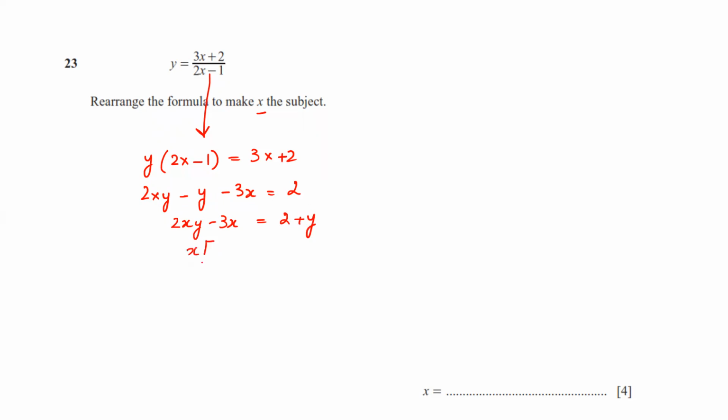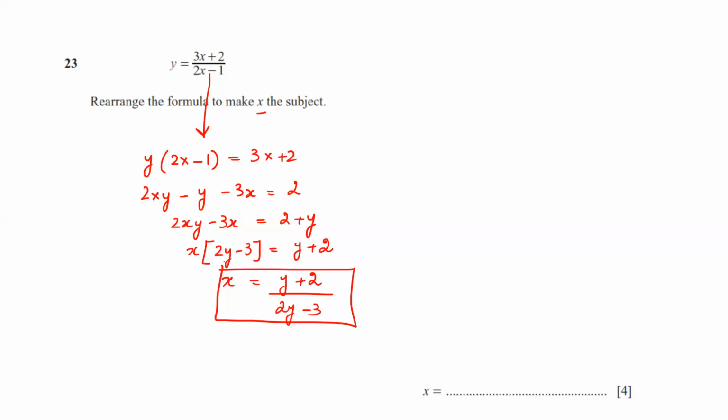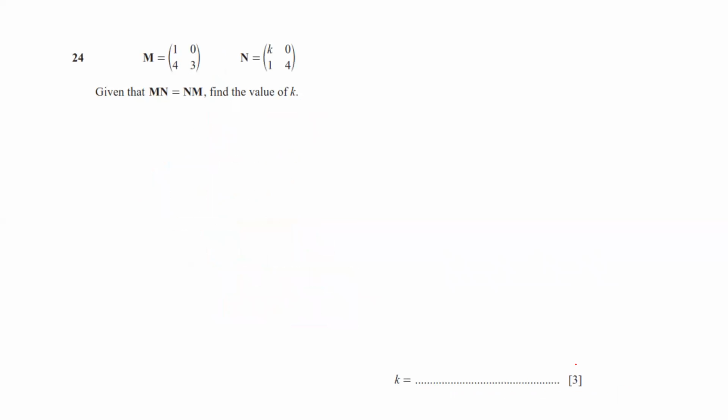Now I take x as common. It comes out to be x times 2y minus 3 is equal to y plus 2. So now x is equal to y plus 2 divided by 2y minus 3. So this is how you get x as the subject of the formula: y plus 2 divided by 2y minus 3. Okay, so this is how it goes.